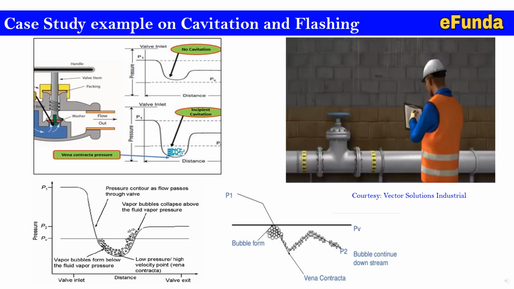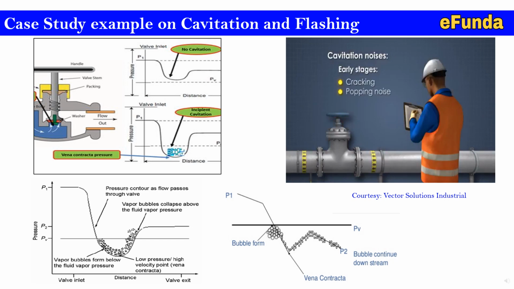It is often possible to hear cavitation in a system. The early stages of cavitation create a cracking or popping noise, or may sound like rocks flowing down the pipe. Later stages may create a steady sizzling or hissing sound.